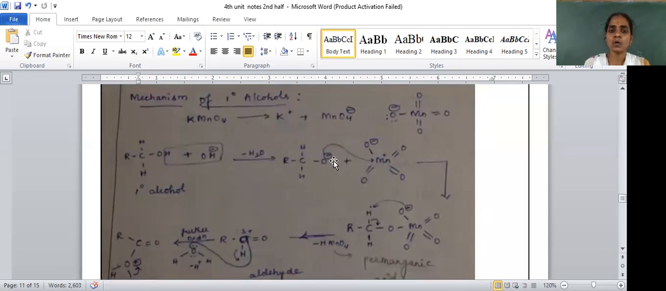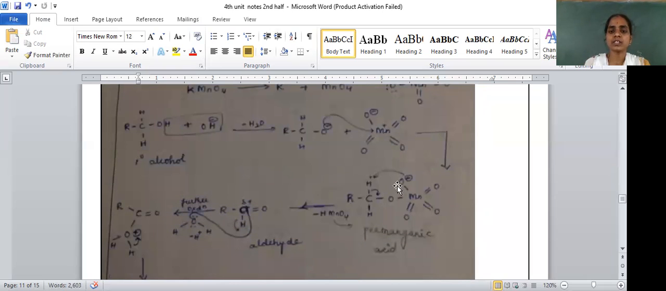Here the O negative forms a bond directly with the manganese. This O negative abstracts the proton, which is removed as permanganic acid. As the permanganic acid is removed, a double bond forms: R, double bond, OH. That means the aldehyde is formed.